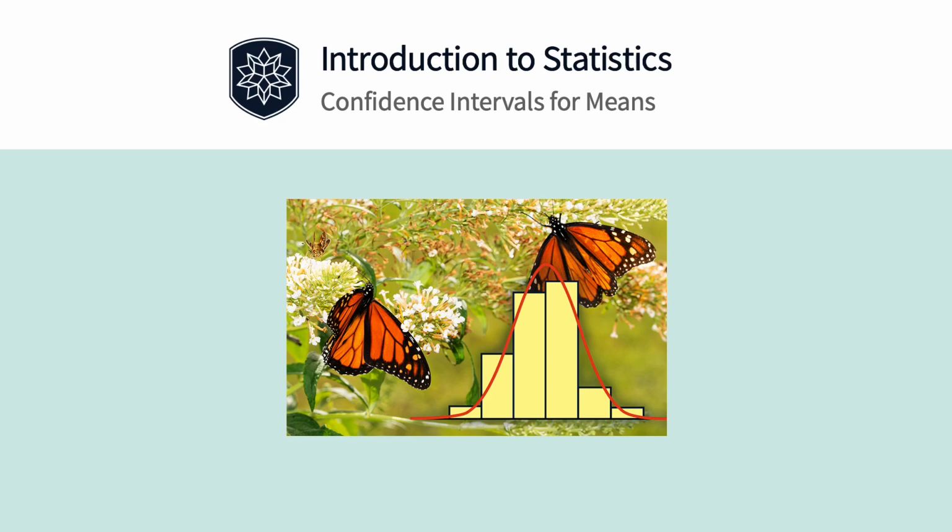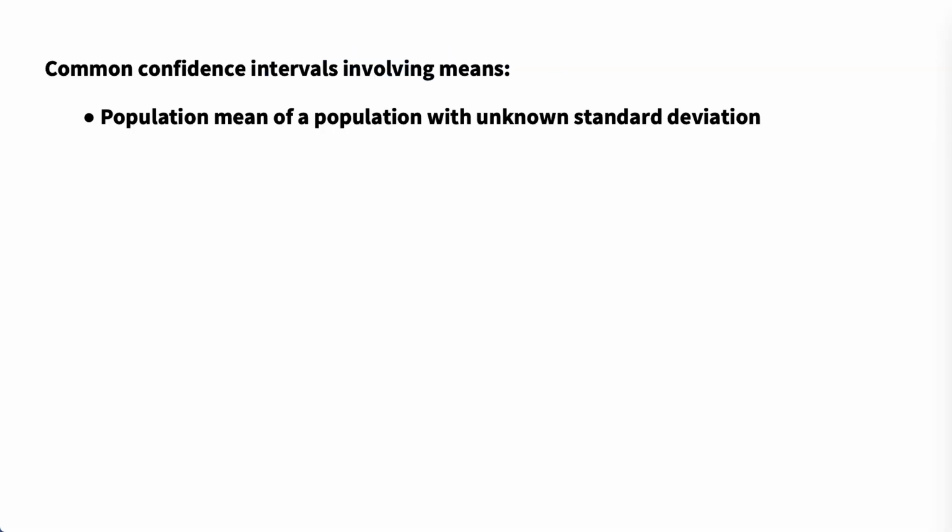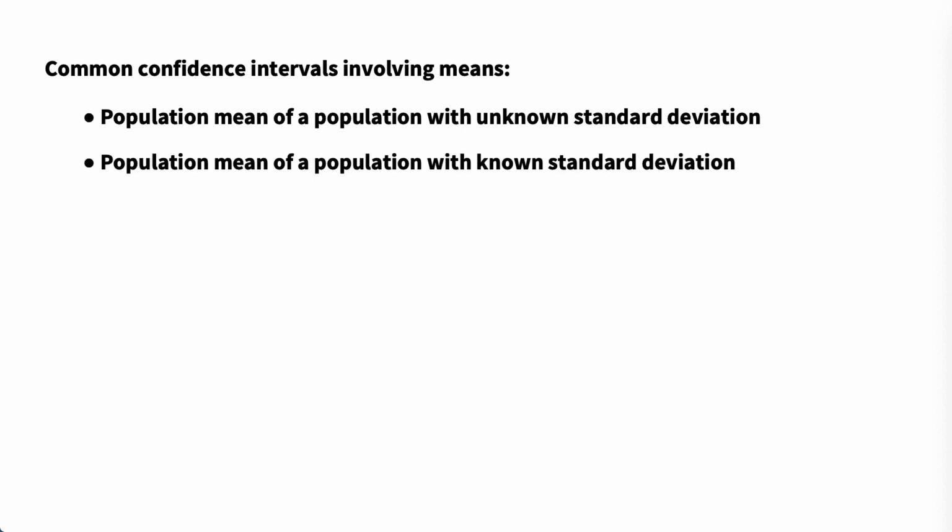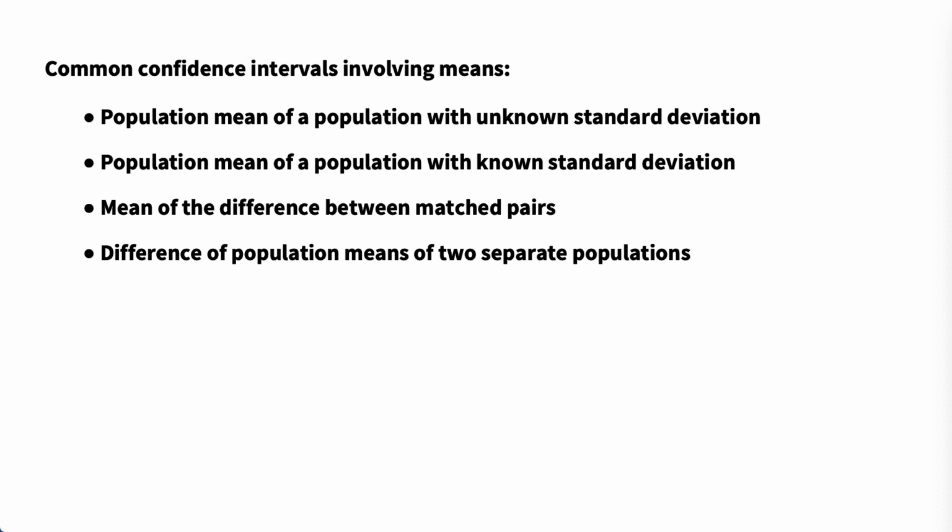A confidence interval can be computed for almost any population parameter. The confidence intervals considered in the last few sections are for the mean of a population where the standard deviation of the population is unknown. Three other confidence intervals involving means are confidence intervals for the mean of a population when the standard deviation of the population is known, confidence intervals for the mean of the difference between matched pairs of samples, which will be explained in a moment, and confidence intervals for the difference between the means of two separate populations.